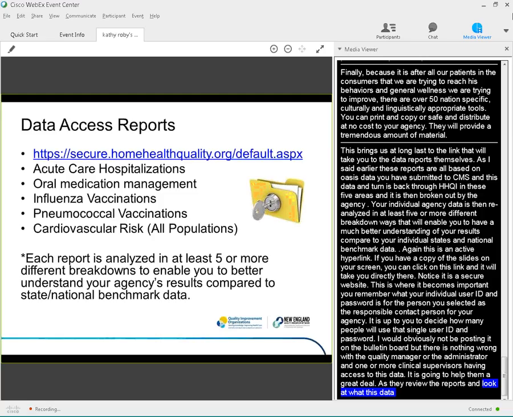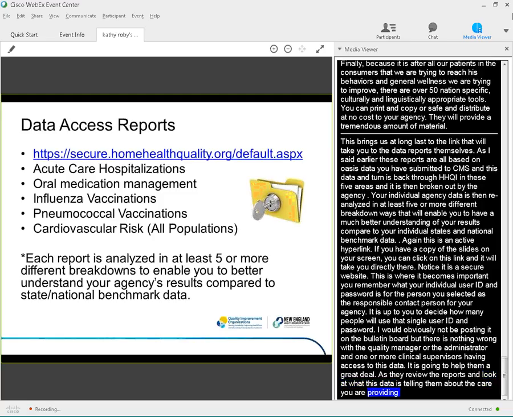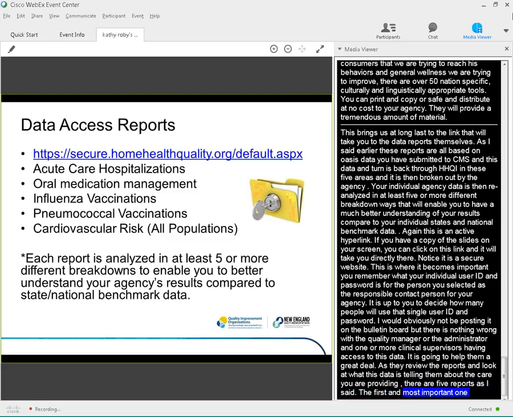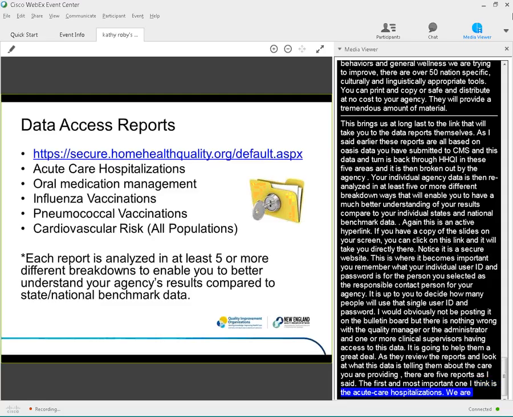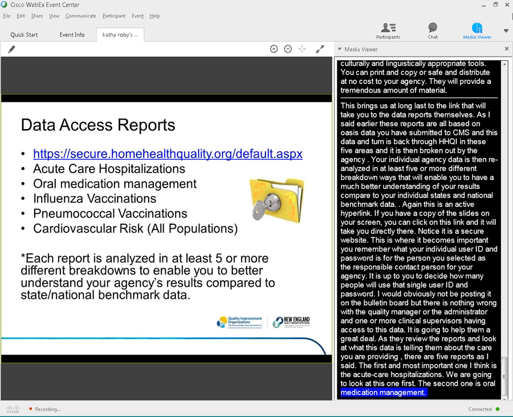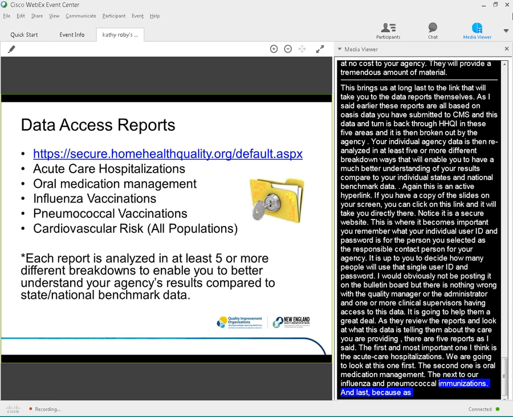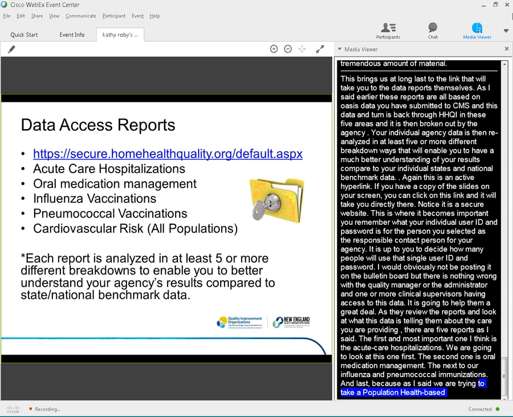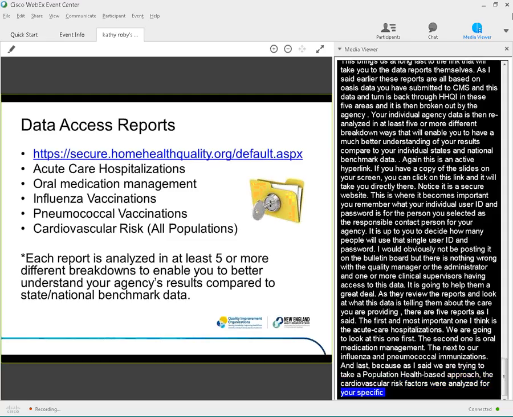The first and most important one, I think, is the acute care hospitalization, and we are going to look at this one first. The second one is oral medication management. The next 2 are influenza and pneumococcal immunization. And lastly, because as I said, we are trying to take a population health-based approach, cardiovascular risk factors are analyzed for your specific agency. This is very important information.